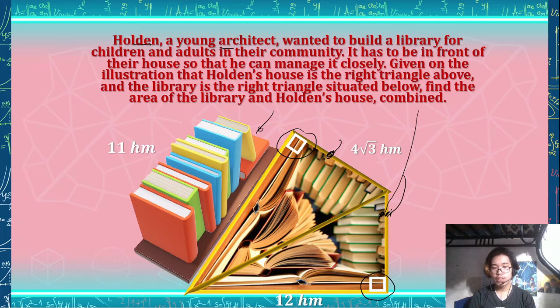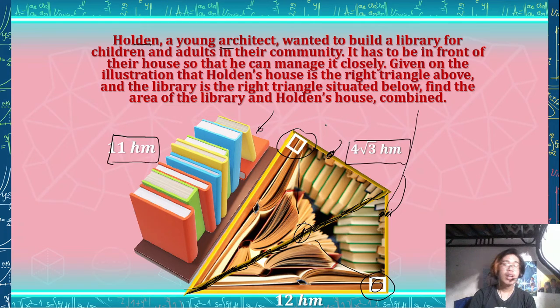Okay, so for this problem, your main objective here will be to compute the side measurement here. And this side measurement, it's not just an ordinary side measurement, it's the hypotenuse. It's the hypotenuse of these two right triangles that we have here on this problem. And since we're given the side measurements 11 hectometers and 4 square root of 3 hectometers, we can create an equation using the Pythagorean theorem: a squared plus b squared is equal to c squared.